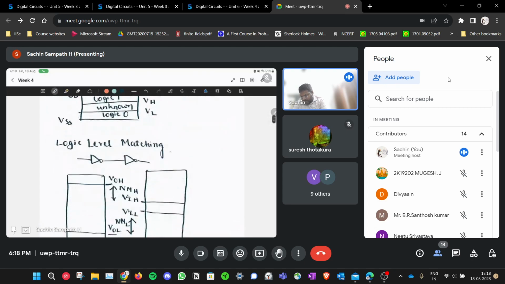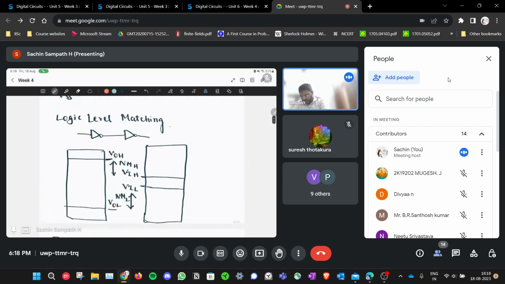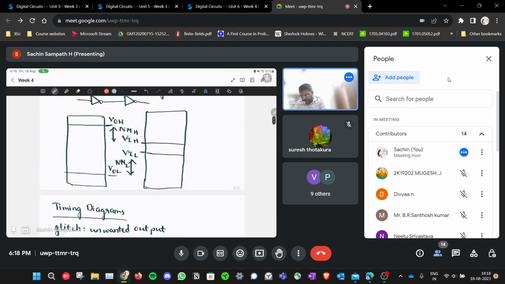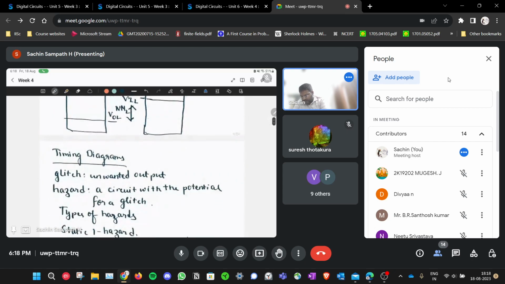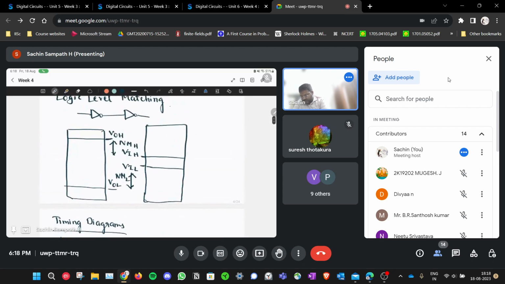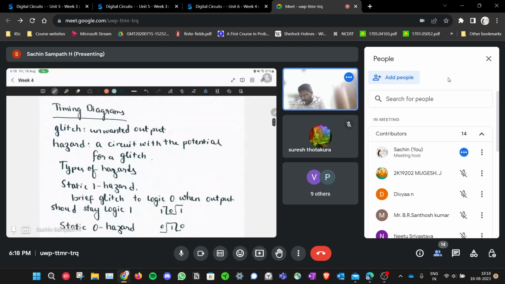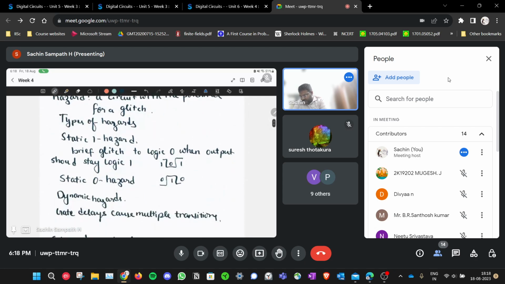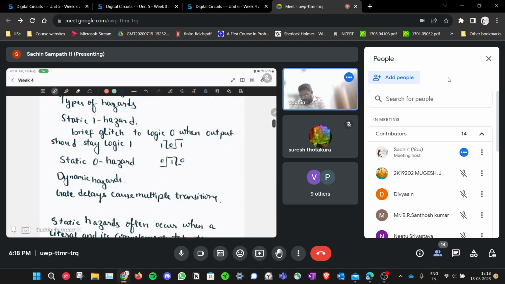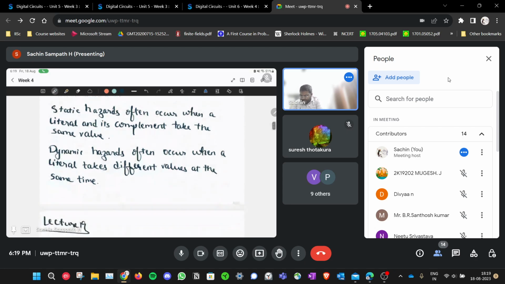Then you were taught about matching the logic levels. So the output high and the input high should be within certain parameters to get a good circuit. Then timing diagrams. You learnt about static hazards and dynamic hazards, which are caused by gate delays.